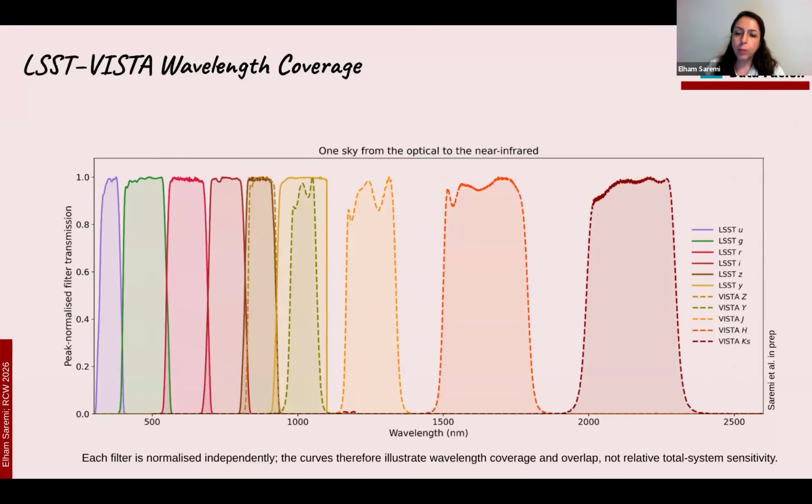LSST covers the optical sky in 6 bands, while Vista extends this view into the near-infrared out to about 2.5 microns. Together, this broad wavelength coverage gives us a more complete view of astronomical sources and allows their properties to be measured more reliably than with optical data alone.